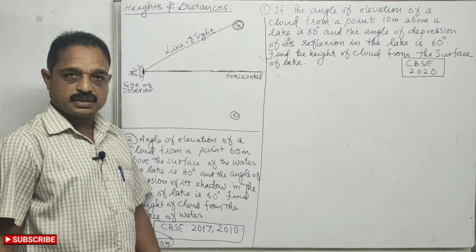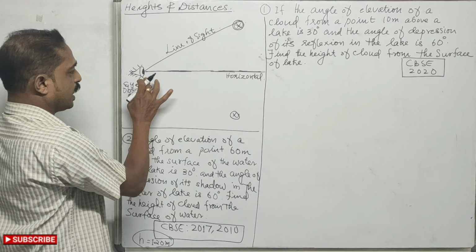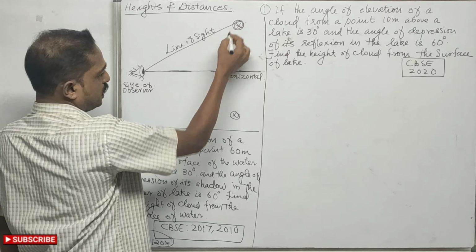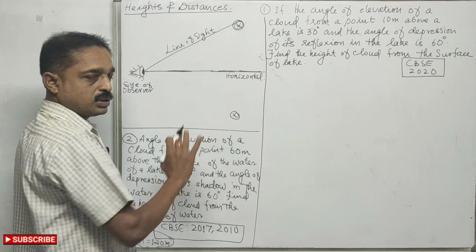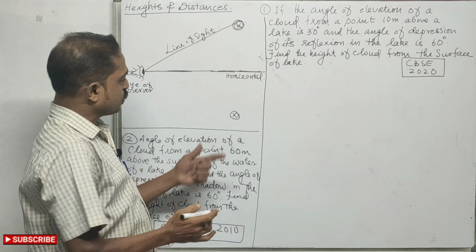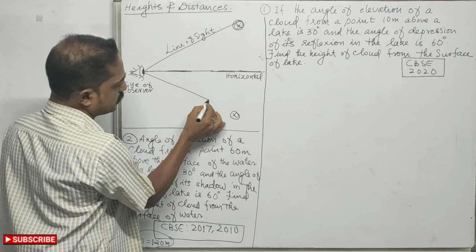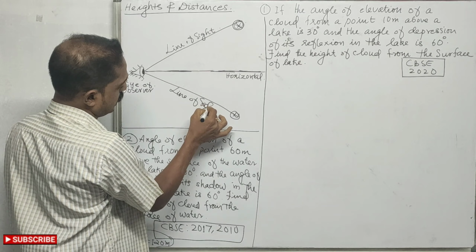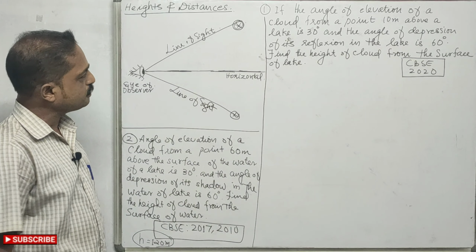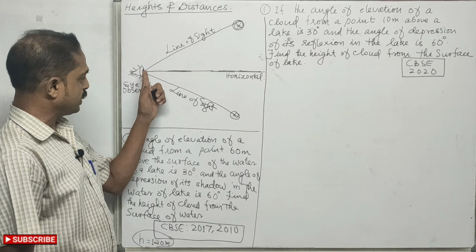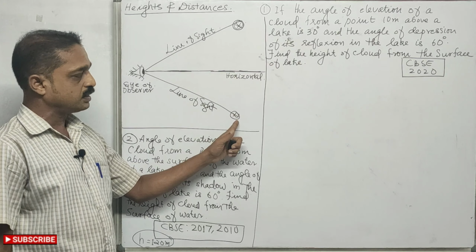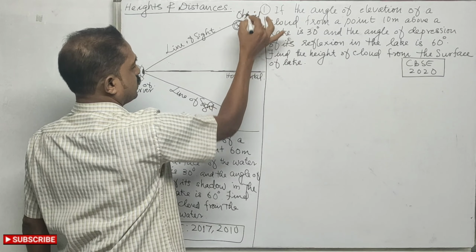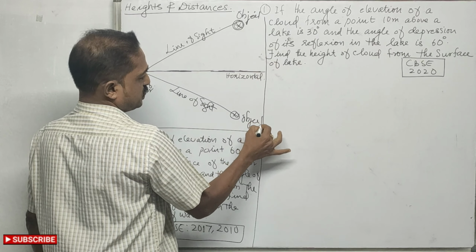So what is line of sight? Line of sight is simply the line connecting the eye of the observer with the object. Here suppose the object is below the horizontal. If the object is below the horizontal, this is the line of sight. So what is line of sight? Line of sight is simply the line connecting the eye of the observer with the object. So this is the object viewed, and here this is the object.